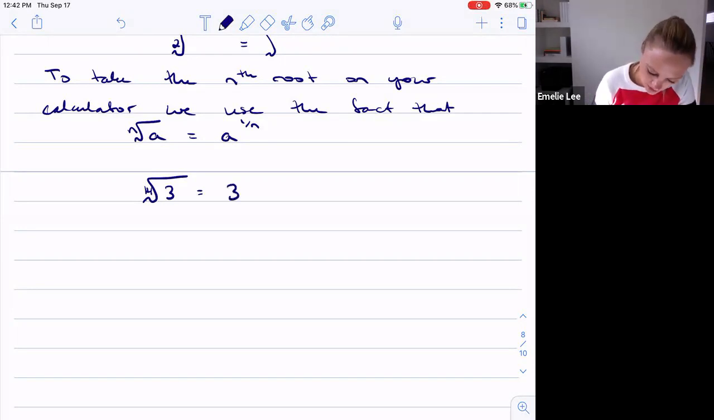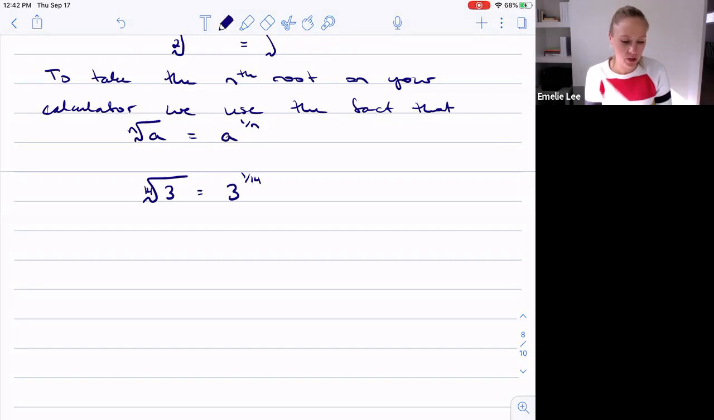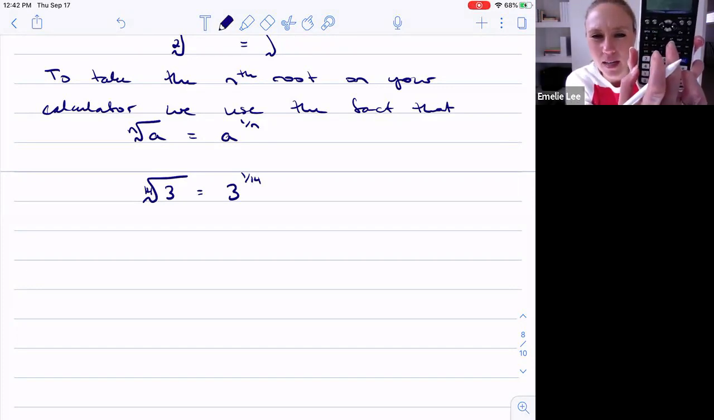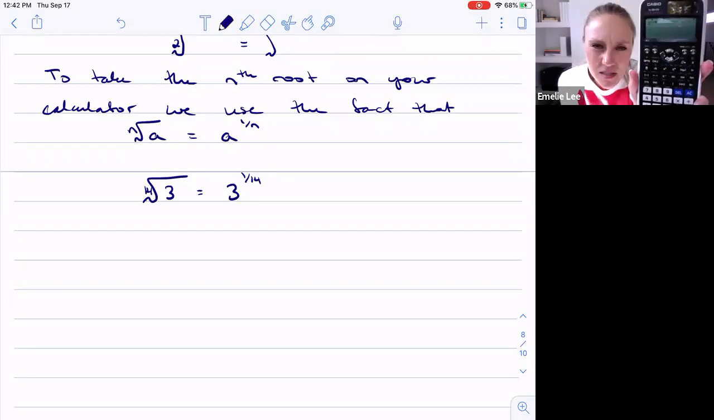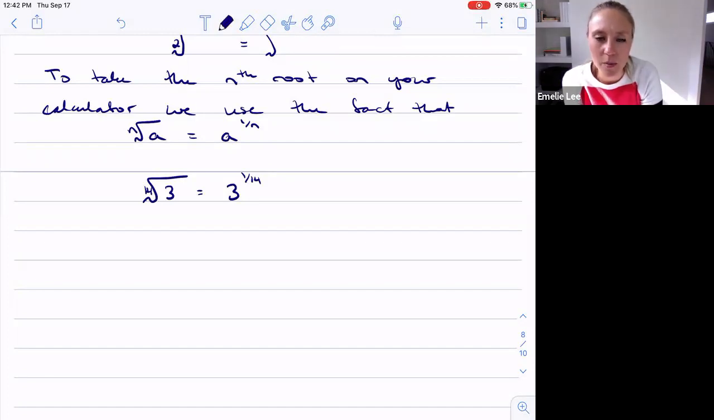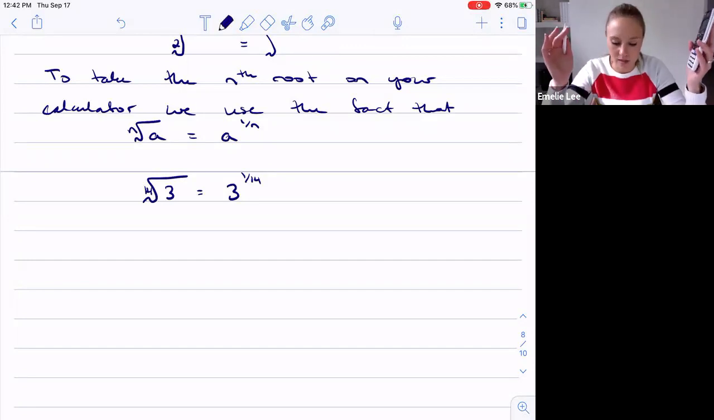So then I would do 3 to the power of 1 over 14 on my calculator. Usually, like I said, there's that power button, x to the power of something. So I would have 3 to the power of, and then I want to make sure that the 1 over 14 is all in the power. If you've got a calculator like this, it should show you that it's all staying up there. If it doesn't, you'll want to put the 1 over 14 in brackets, and make sure that it's all in the power.